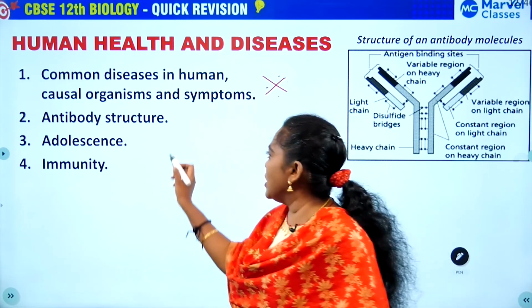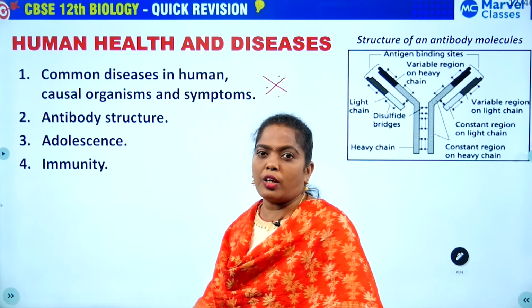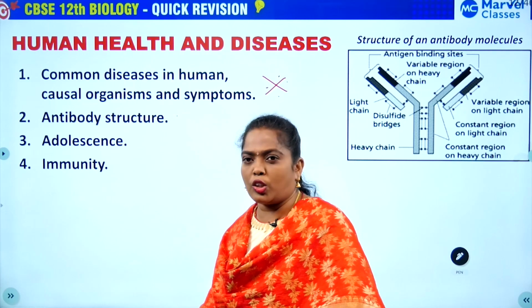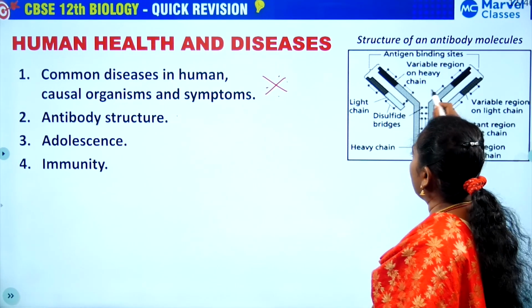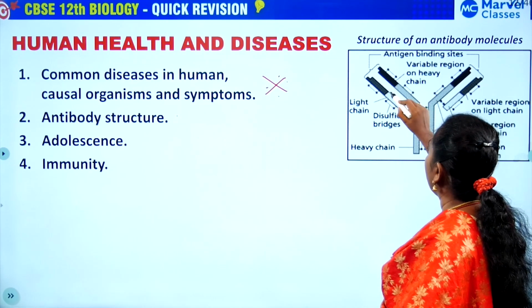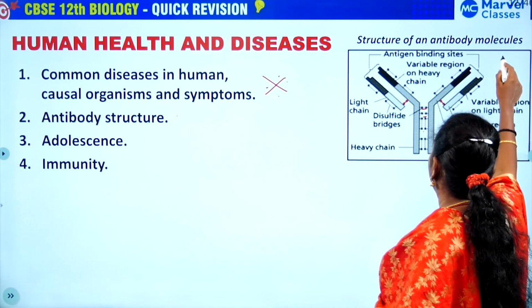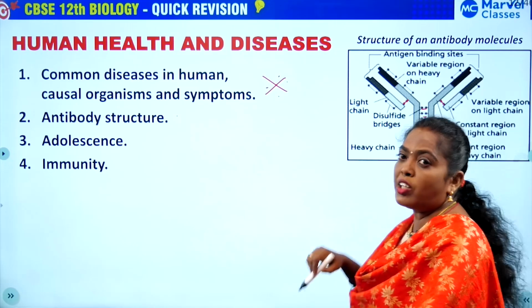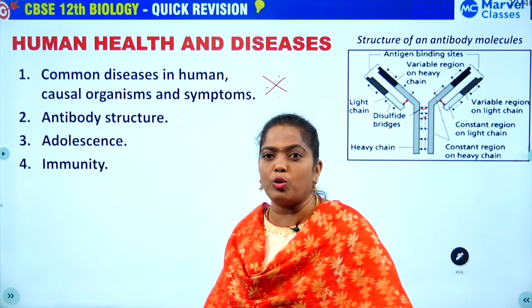Then the next one is the structure of antibody. A very, very important question. You have to know about the structure of an antibody. It has an H2L2 chain, a light chain and a heavy chain. In between we have disulfide bridges, and the region where the antigen is going to attach is the variable region. You have to mention all that.